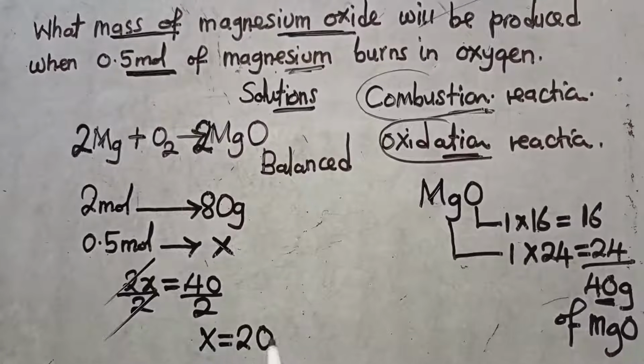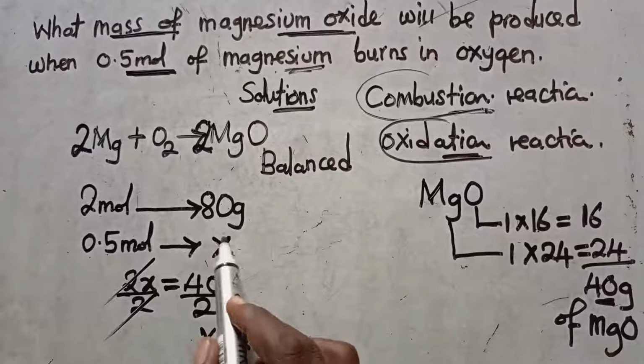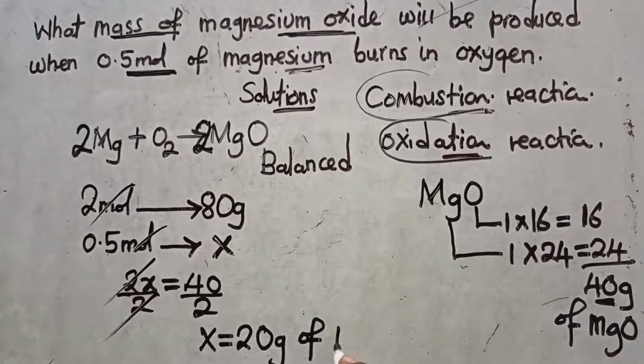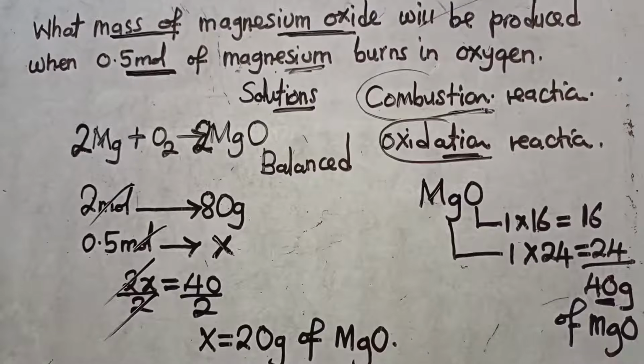So I will say 20 what? 20 grams, because I want to find grams. These two, you can cancel them like that. So 20 grams of magnesium oxide. So this is how we calculate questions. The same way I've answered, this is how you are supposed to calculate and answer a question.